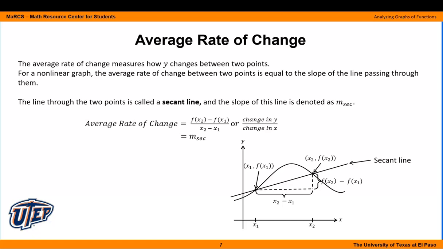Now let's talk about average rate of change. This measures how the function changes between 2 points. We calculate it using f of x2 minus f of x1 divided by x2 minus x1. This is the slope of the line connecting the 2 points. That line is called a secant line.